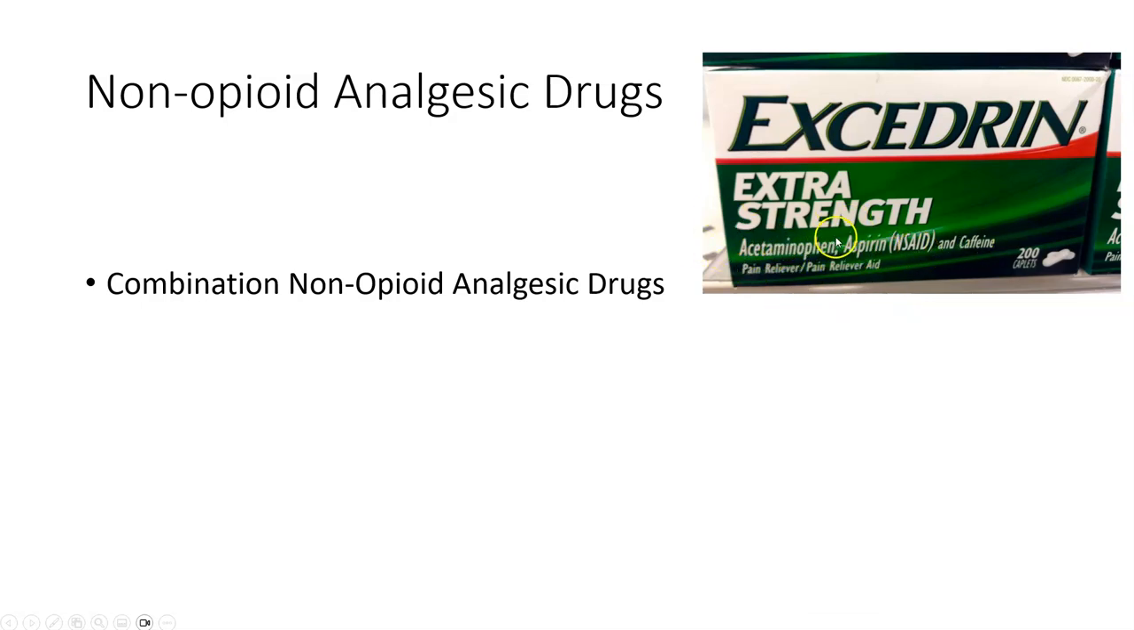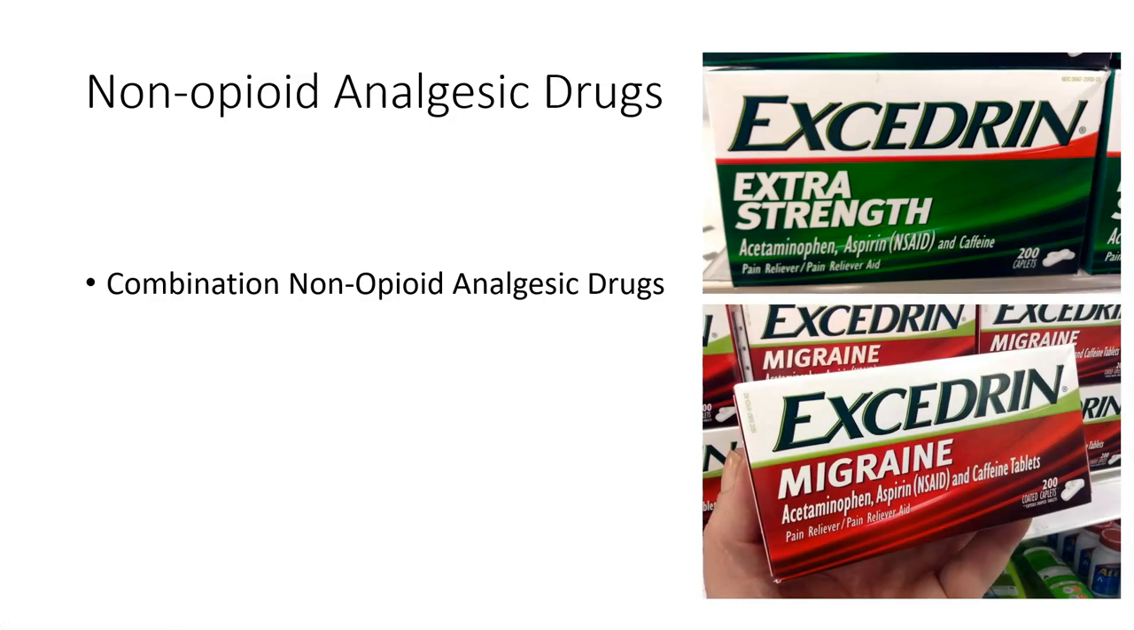Most people know Excedrin is generally used for a headache. The acetaminophen and the aspirin work as pain relievers, and then the caffeine actually helps to get the drugs absorbed more quickly.